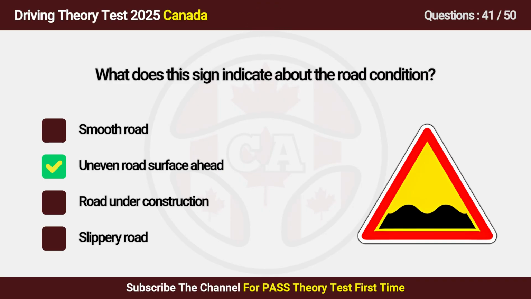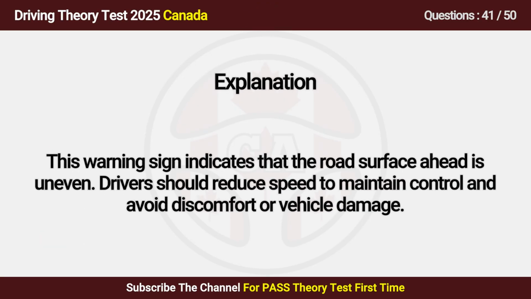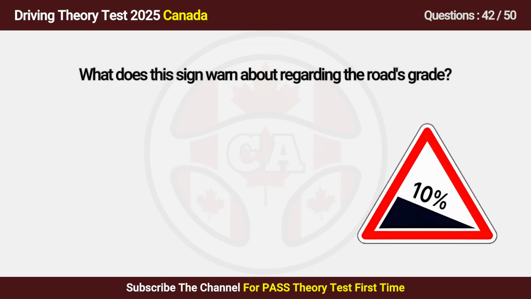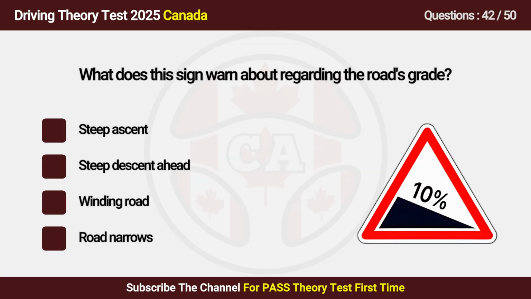Answer is B. Uneven road surface ahead. This warning sign indicates that the road surface ahead is uneven. Drivers should reduce speed to maintain control and avoid discomfort or vehicle damage. Question 42. What does this sign warn about regarding the road's grade?